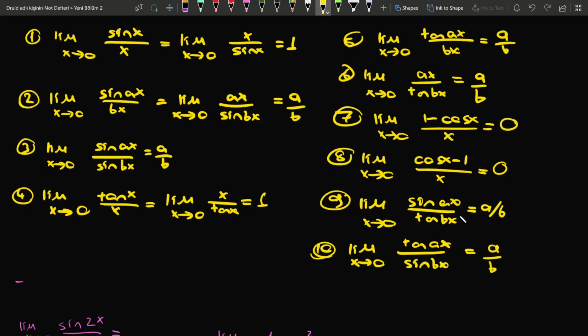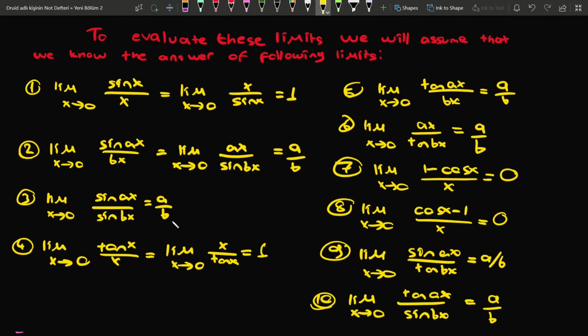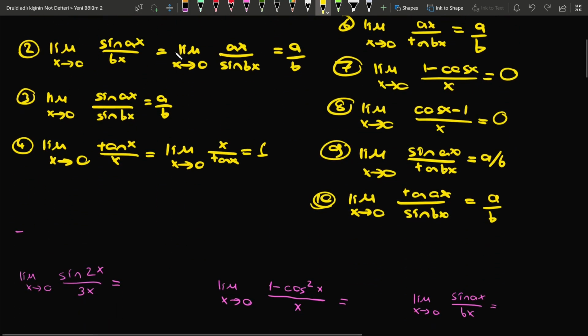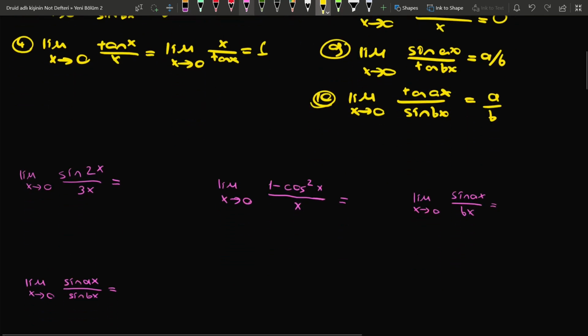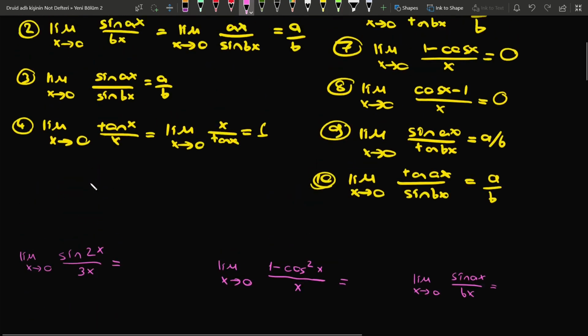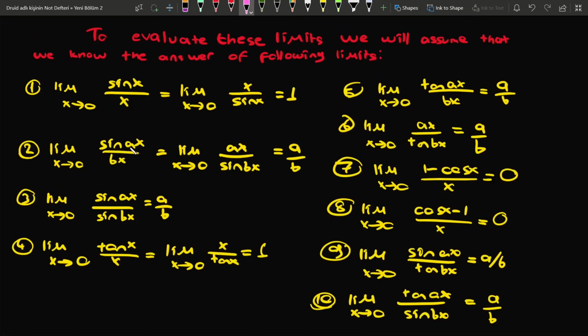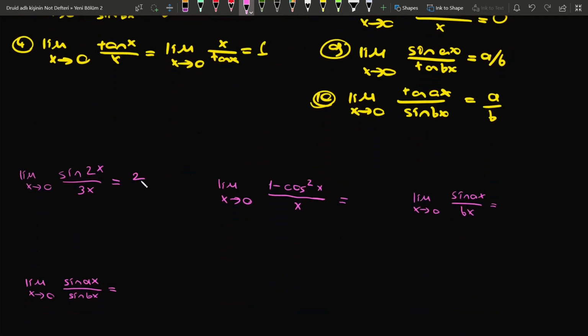So these are the rules that we have to know, really similar to each other, not really hard to remember. I'm going to give 3 limit formulas in the next video. So now we have some limit examples to evaluate. Limit of sine 2x over 3x as x approaches 0. By the rules we learned here, sine ax over bx is equal to a over b. Therefore, this is going to be 2 over 3, right?